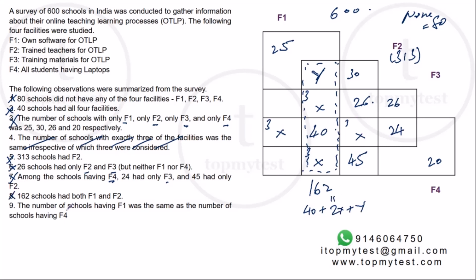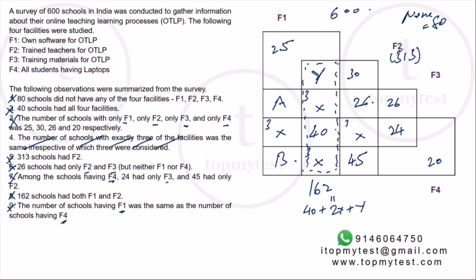The number of schools having F1 was the same as the number of schools having F4. So the total region F1 is the same as the total region F4. Now there are two more missing values here. Let's call this A. Let's call this B. Now, how do we resolve this? So we have one equation in X and Y, right?